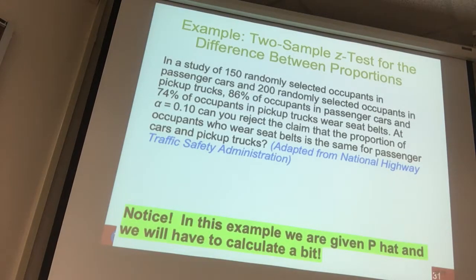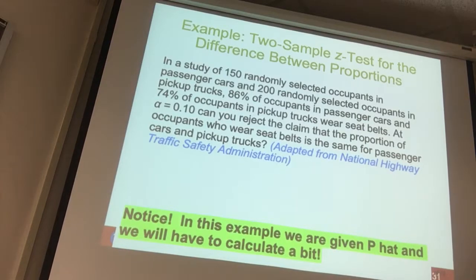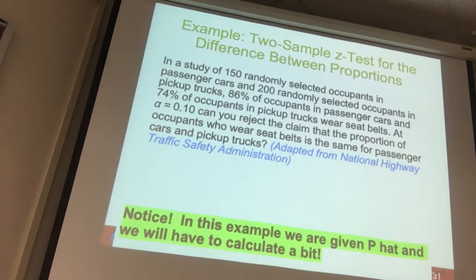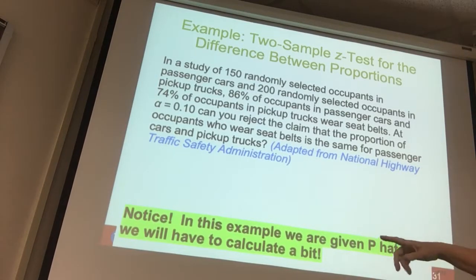So, now notice they give you a p-hat. In this example, they give you a p-hat. What does your technology want? Your technology wants an N1 and an X1 and an X2 and an N2. Isn't that what your technology wants? But they don't give you that. They give you a proportion. They give you a p-hat. So we have to calculate those to be able to go into it.